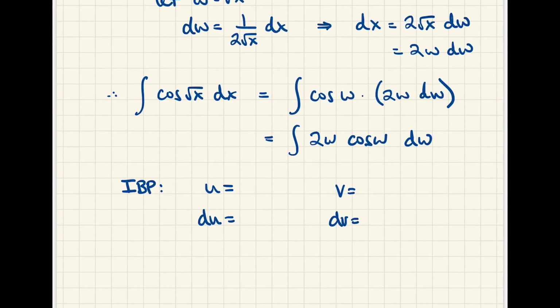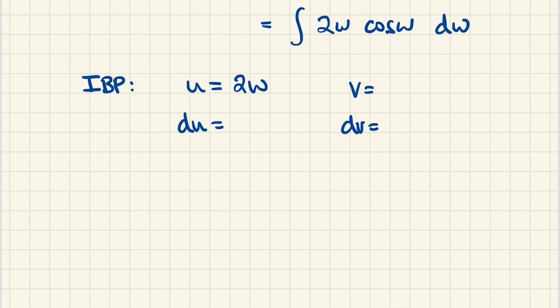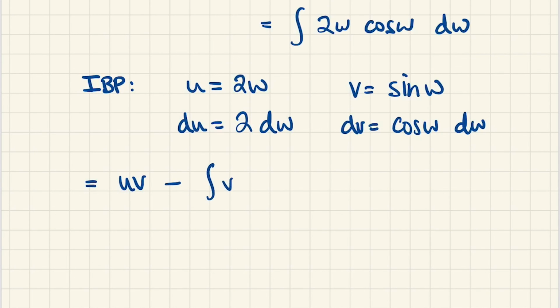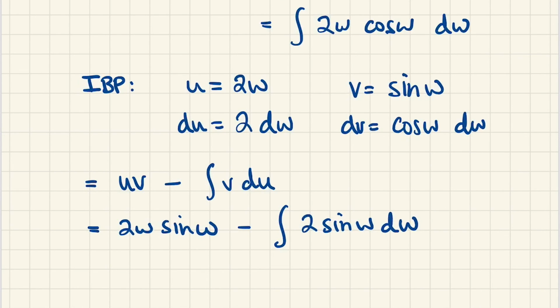Okay, so let's do our integration by parts. We have u equal to 2w, the algebraic part. So du is 2 dw. dv is what we didn't choose. That would be cosine of w dw, and v would be the antiderivative of cosine, so sine. So our integral is now uv minus integral of v du, and that would be 2w sine w minus antiderivative of 2 sine w dw.